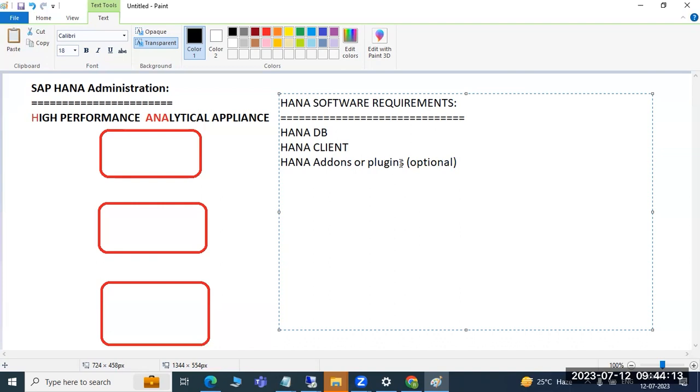So it depends upon your business interest. You need to download and install these add-ons or plugins. They are installed only depending on the business need; you need to install the additional plugins and add-ons. So, for example, what do plugins and add-ons mean?